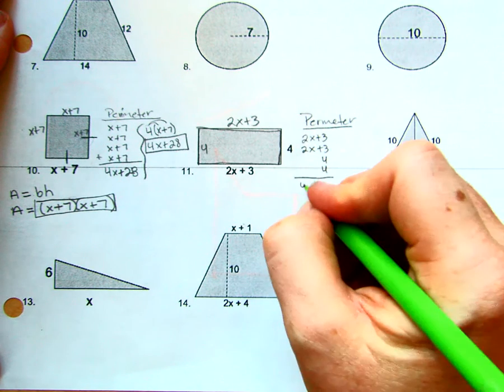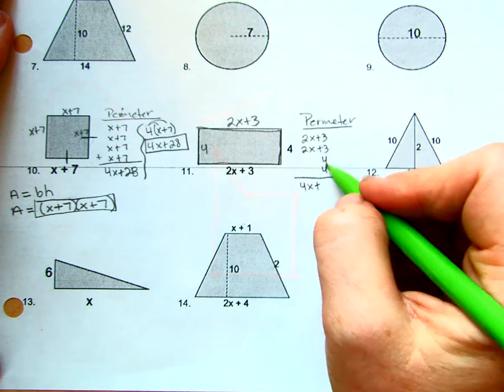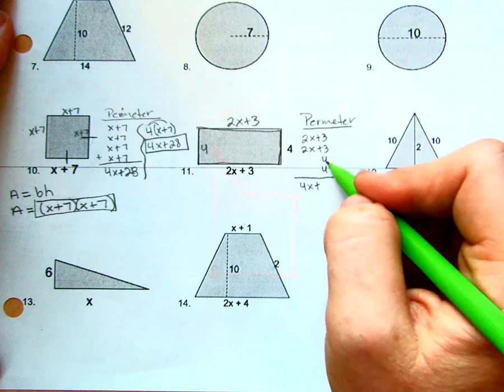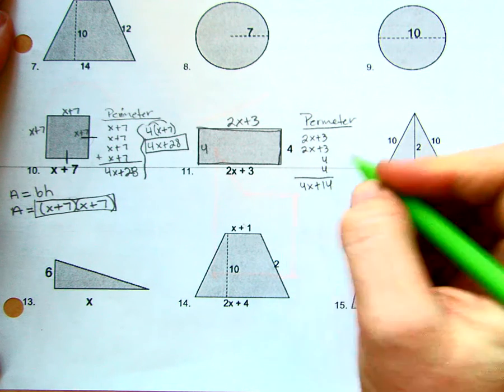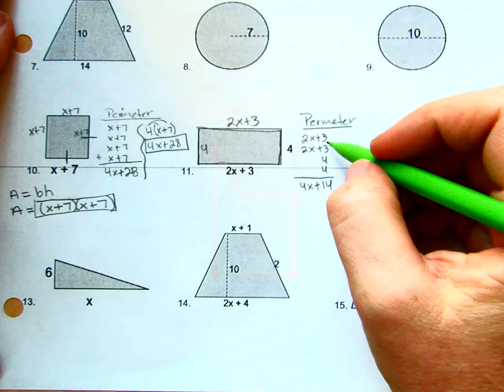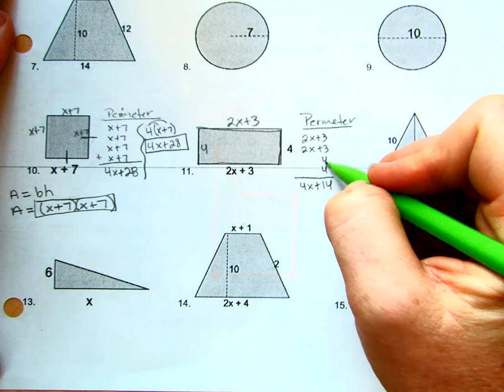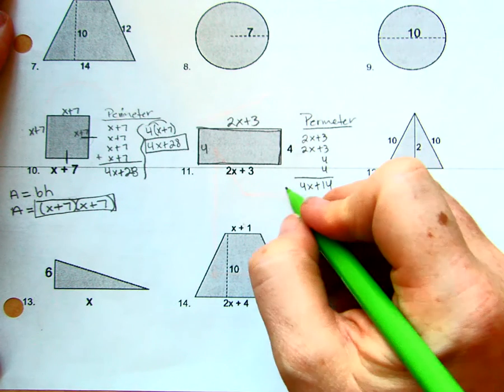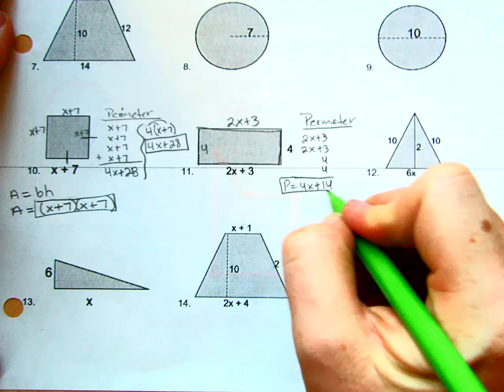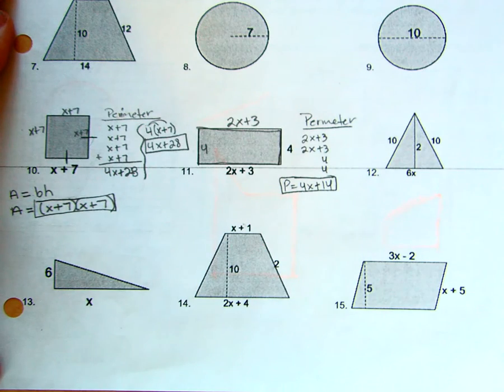So I have 4x plus, 3 plus 3 is 6, 4 more is 10, 4 more is 14. So my perimeter is 4x plus 14.